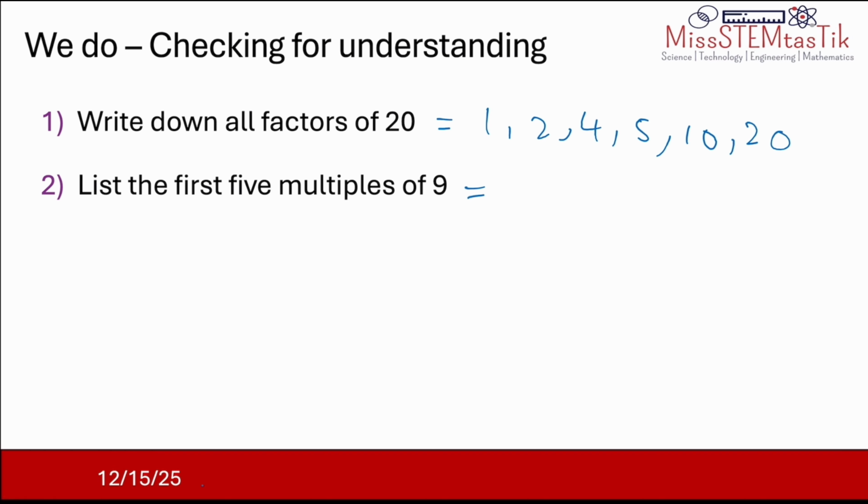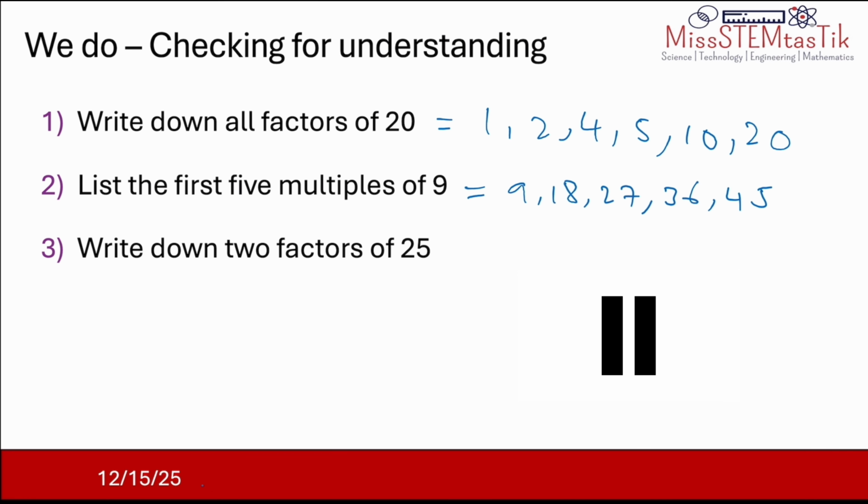List the first 5 multiples of 9. This is basically your 9 times table. So go ahead and write down the first 5 multiples of 9: 9, 18, 27, 36, and 45. Please pause the screen and try the next question.